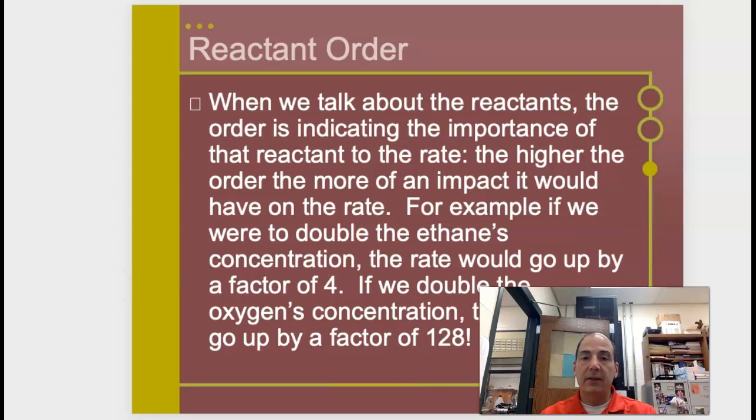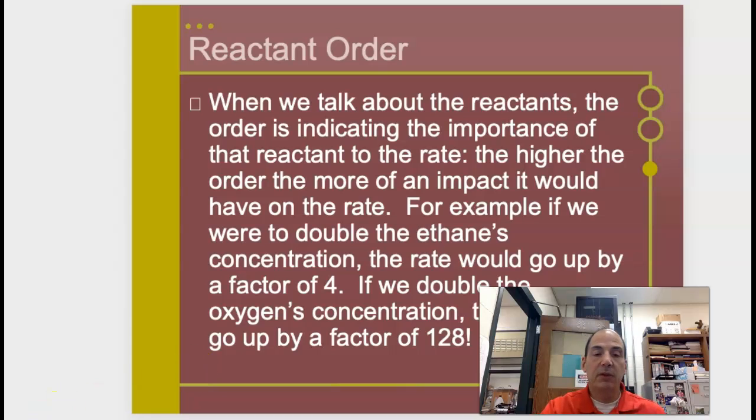When we talk about the reactants, the higher the reactant order is, the more important it is to the rate. Since ethane is second order and oxygen is seventh order, oxygen is going to have a much bigger influence on the rate of the reaction than ethane would. Very specifically, and I'm going to show you this numerically in a moment, if you double ethane's concentration, the rate is going to go up by a factor of 4. Well, that's nice. But if you were to double oxygen's concentration, the rate would go up by a factor of 128. That's a huge difference. Oxygen is going to have a much bigger impact.